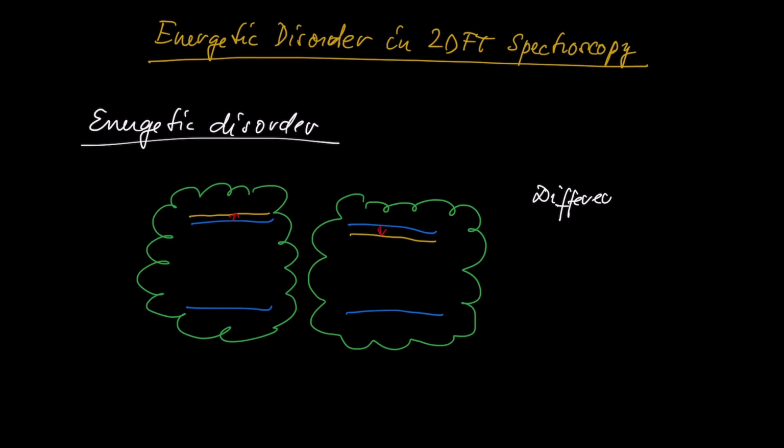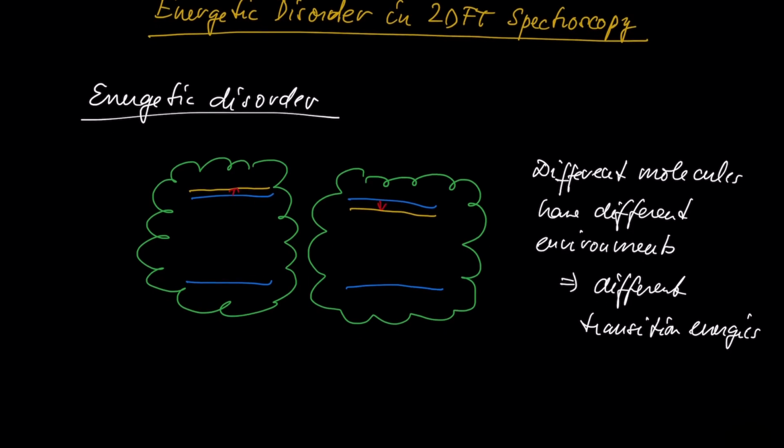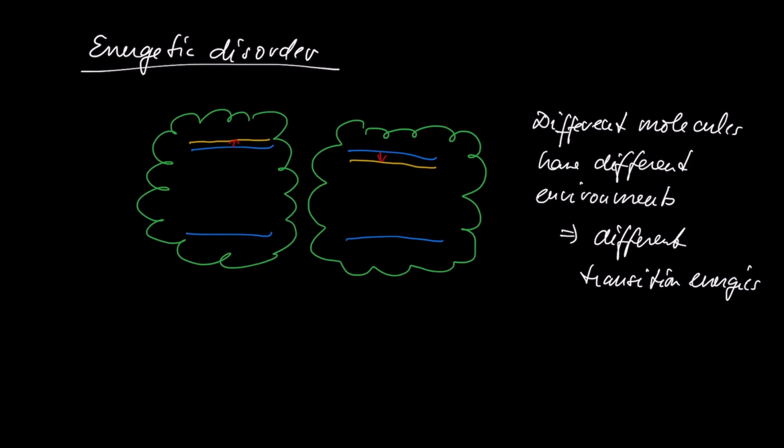So different molecules have different environments, and that leads to different transition energies. This is very important because each of these molecules, if we for a while assume that this situation is static, or let's say the changes of the transition energy are slow in comparison to the timescales on which we see the absorption, this means that we see different absorption spectra for different individual molecules.